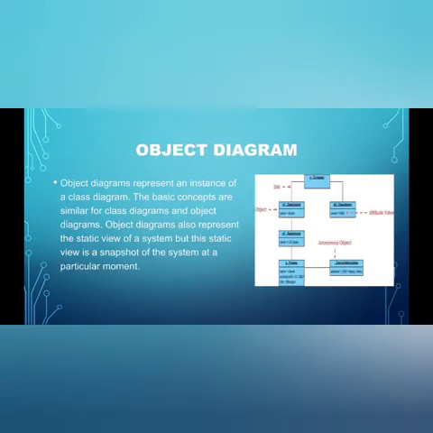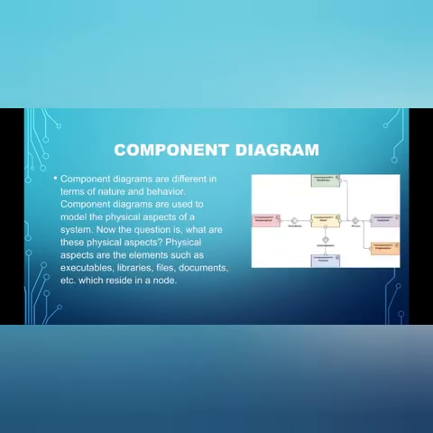Object diagram. Object diagrams represent an instance of a class diagram. The basic concepts are similar for class diagrams and object diagrams. Object diagrams also represent the static view of a system, but the static view is a snapshot of the system at a particular moment.